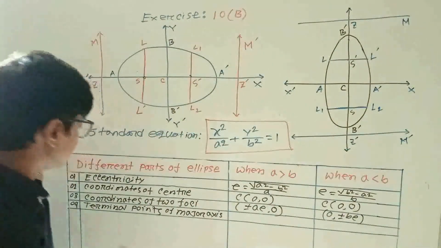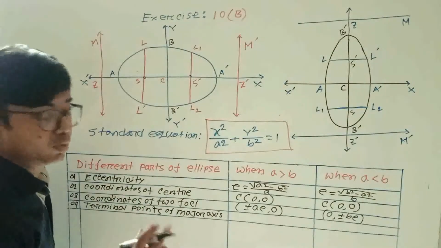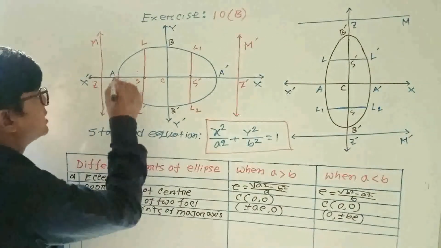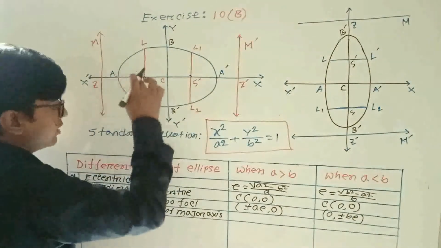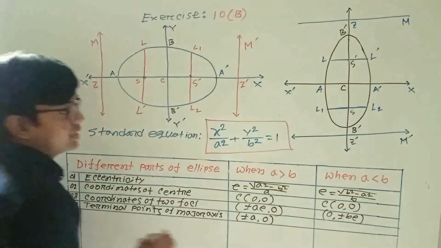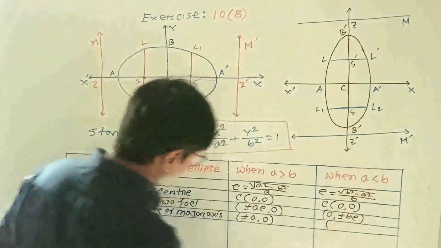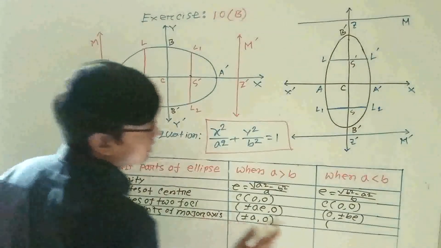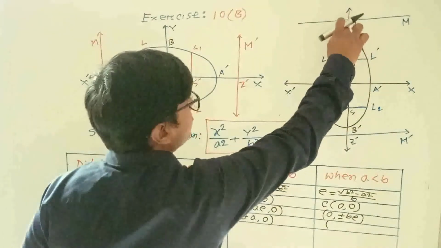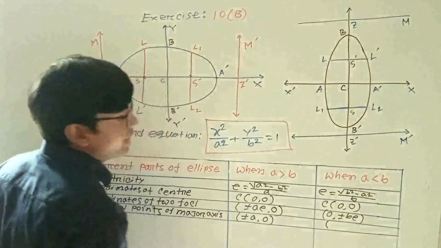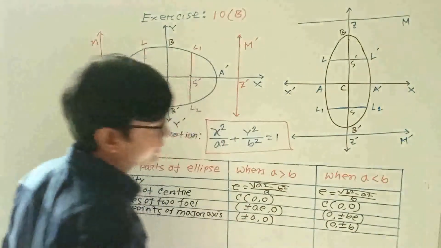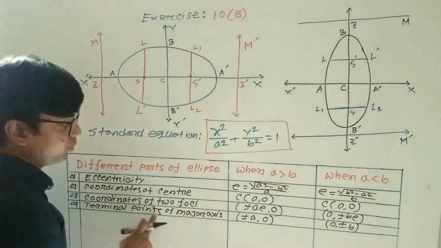And now the terminal points of the major axis, or the coordinates of the two vertices. This point and this point. For this figure it will be plus minus A, 0. And for this figure, the terminal points of the major axis are B and B prime, so it will be 0, plus minus B. This is the formula of the terminal points of the major axis.